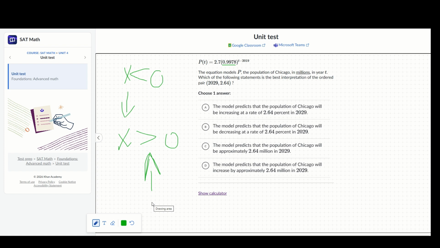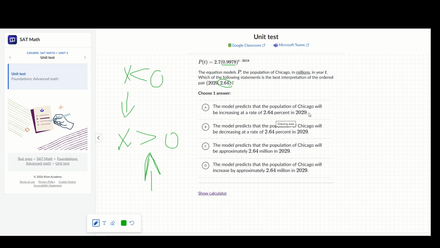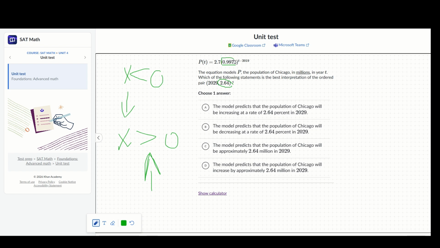The equation models P, the population of Chicago in millions in year T. Okay, which of the following statements is the best interpretation of the ordered pair? Let me check it. It is a year where in 2029 the population of Chicago would be this number in millions. Okay, let's check. The model predicts that the population of Chicago will be increasing at the rate of this one. I don't think it is increasing or decreasing. It is decreasing because it's not over zero. So I think the answer would be B.